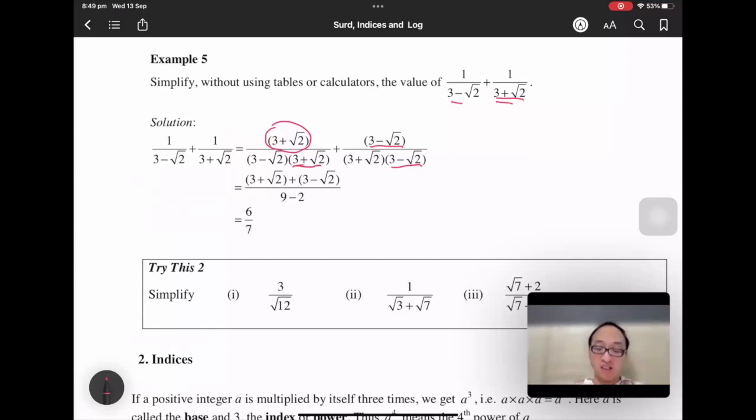So the result is, for the denominator, 3 squared minus square root of 2 squared, which is 9 minus 2. And then for the numerator, we can just add it, and we add the like terms, 3 and 3 become 6. Root 2 and minus root 2 will cancel out. So it's 6 over the denominator, 9 minus 2 equals 7. So the final answer is 6 over 7. Let's rationalize the surd form in the fraction.